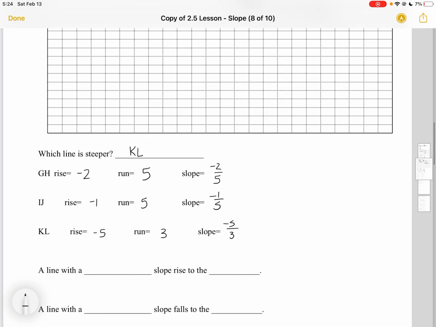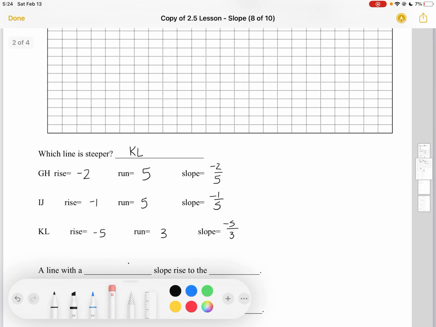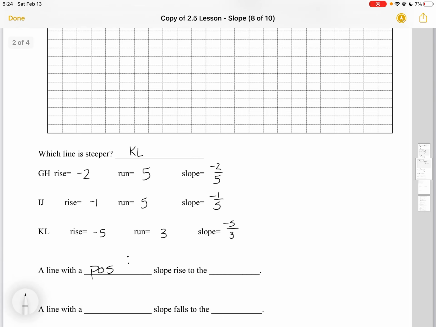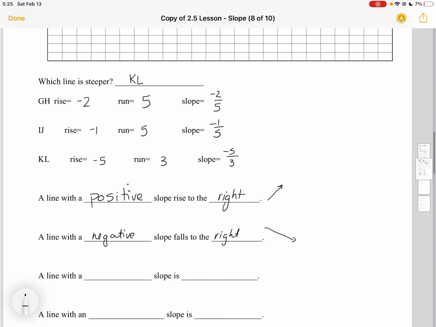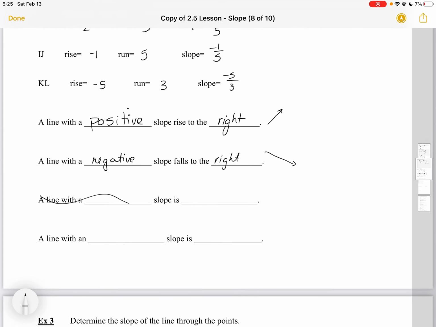So looking at those three slopes, I can say that a line with a negative slope, oh, let's do positive first. We'll summarize there. So a line with a positive slope, like the ones in example 2, is going to rise to the right. They look like this. Lines that have a negative slope are going to fall to the right. So they look like this. Okay. And we don't need to do those two.